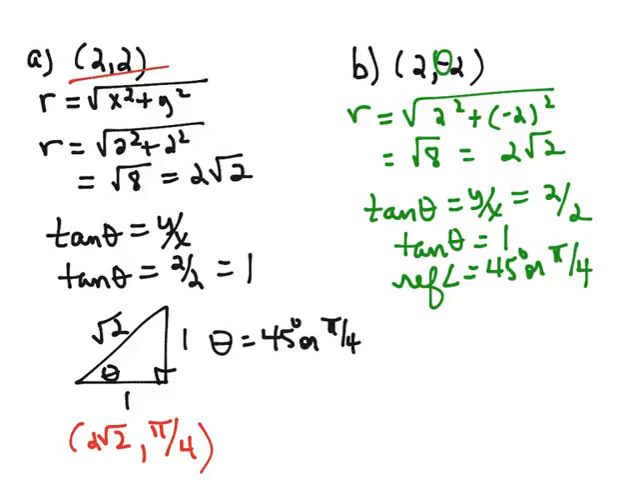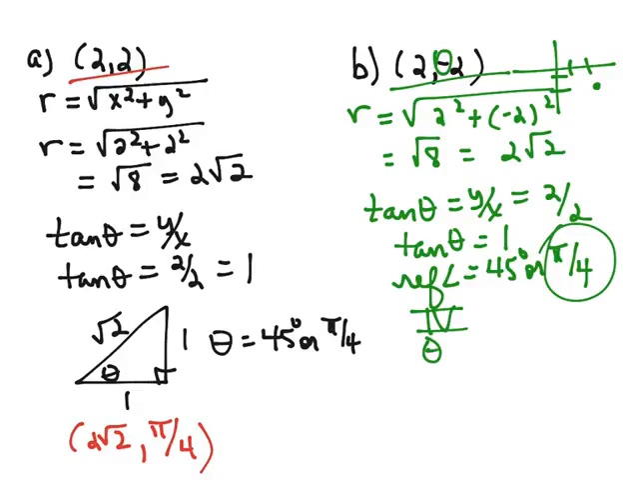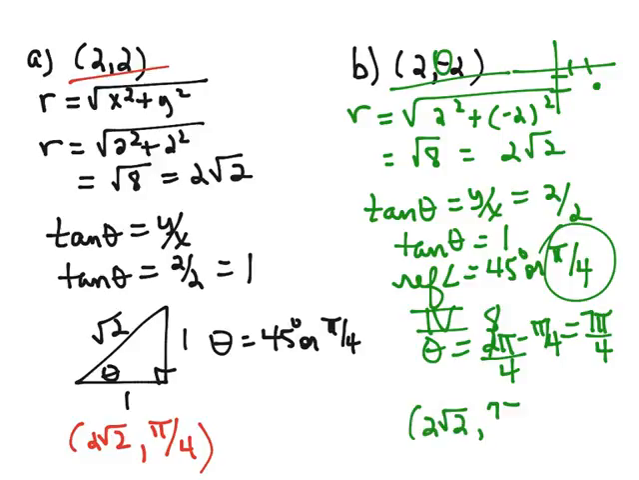The difference is, when we're looking at the coordinates (2, negative 2), that means that we are in quadrant 4. And so if we're in quadrant 4, and we have a reference angle of pi over 4, then our coordinate for theta will equal 2 pi minus pi over 4, which, if we get a common denominator and subtract, will be 7 pi over 4. So the polar coordinates for (2, negative 2) are (2 square roots of 2, 7 pi over 4).